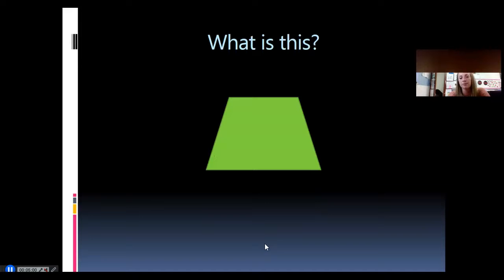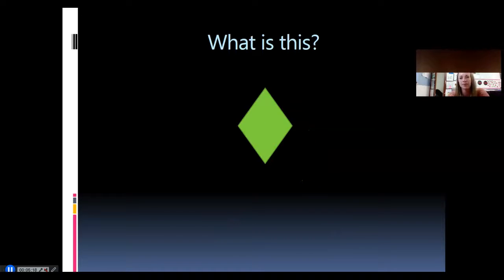What is this? Is it a square, a rectangle, a trapezoid, or a rhombus? This is a trapezoid. Trapezoids have one set of parallel lines.